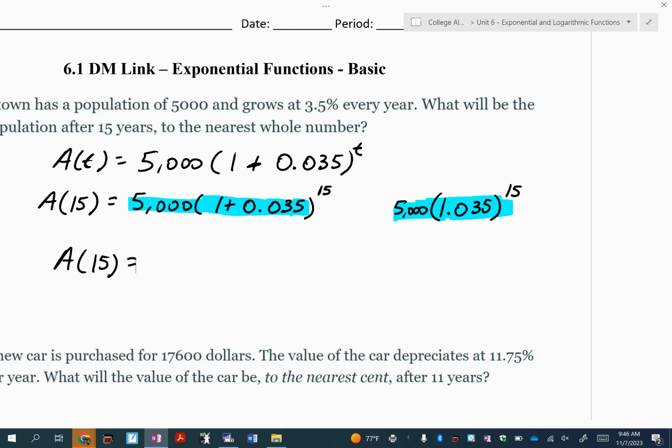Now it says round to the nearest whole number. So Hector, what are you writing if you're rounding to the nearest whole number? 8,377 people. Right? Because it says the nearest whole number. You can't have 0.7 of a person. 8,377 people. Did everybody check with someone?